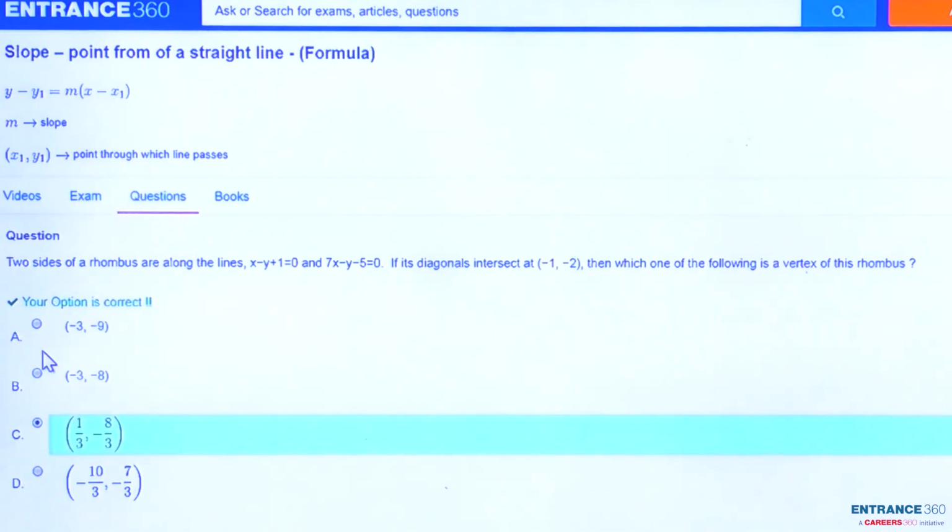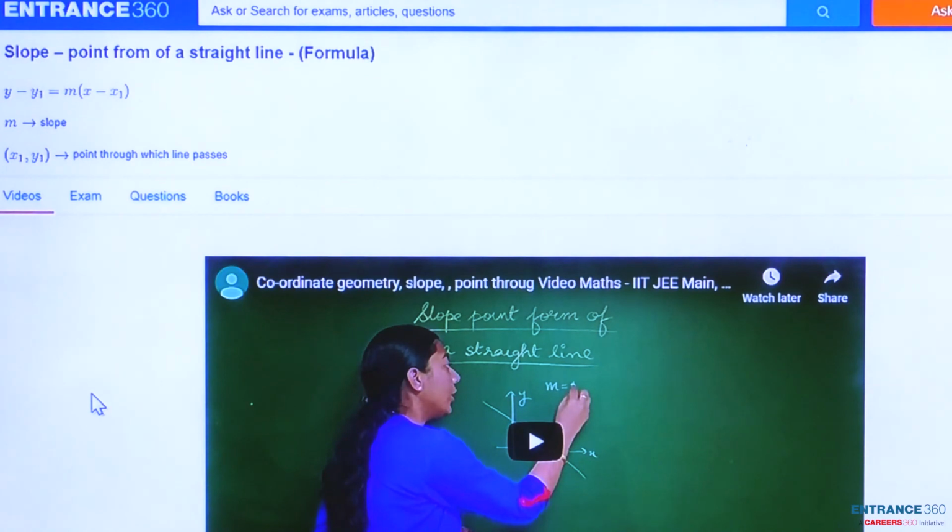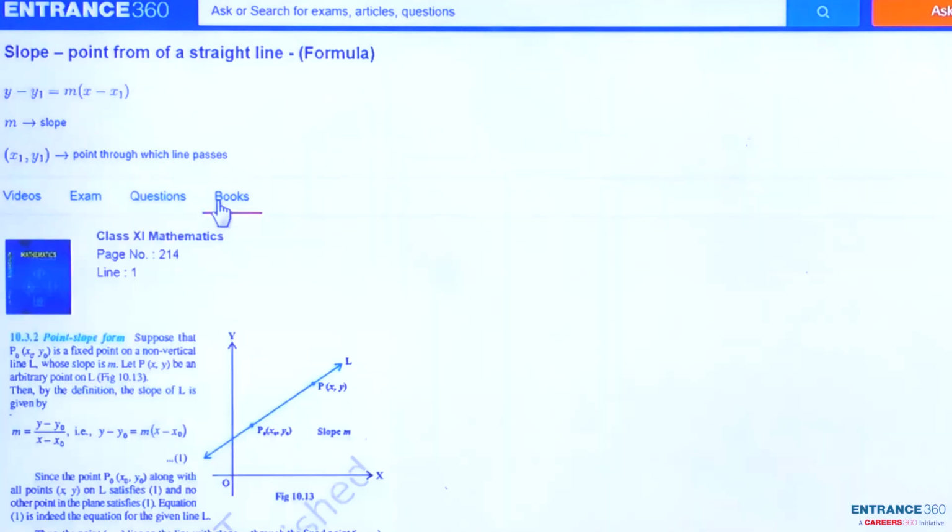Further, if you have any doubt regarding this question or concept, you can watch the video of around 2 or 3 minutes, and you can also read the book. It is the NCERT class 11th mathematics book. You don't need to read the whole book, only page number 214, line number 1. There is another book, coordinate geometry by Arihant publication, page number 81, line number 1.